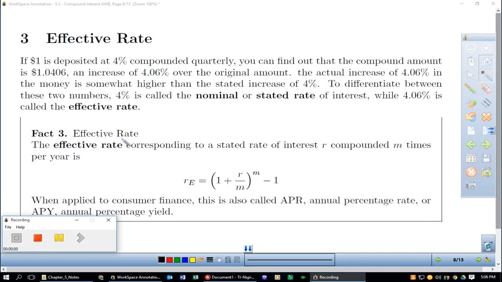All right, so effective rate, you have this formula right here. The effective rate equals 1 plus R over M to the M, minus 1. It actually looks pretty similar to our previous equation with compound interest. This is what we're going to use for the next couple of these. All right, let's jump into our example.